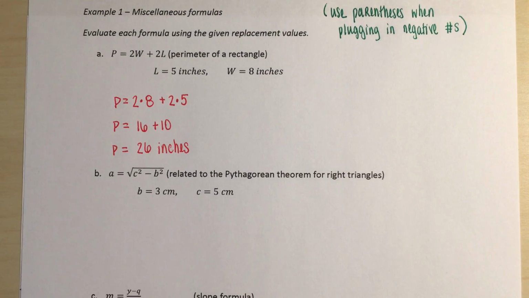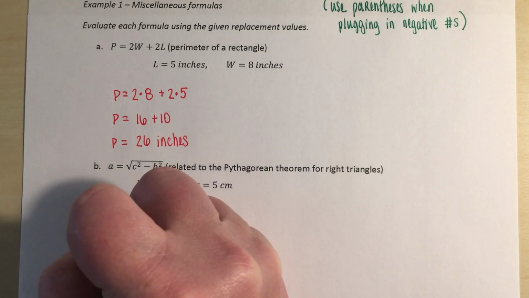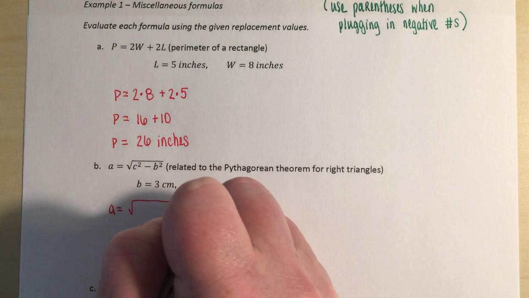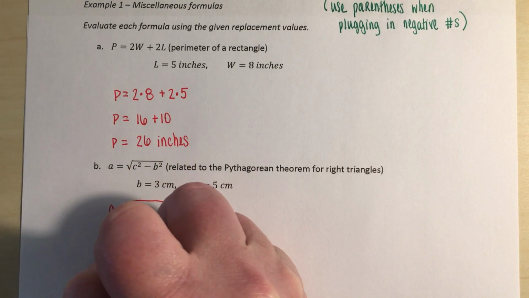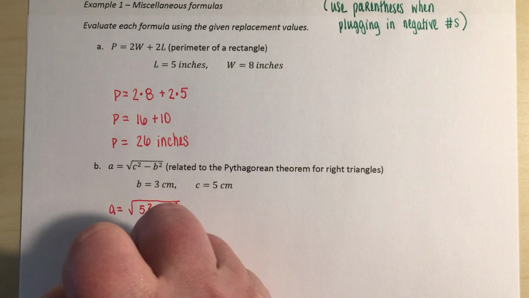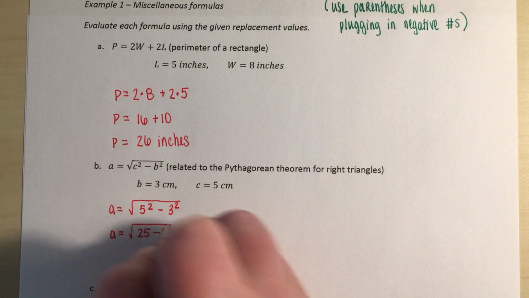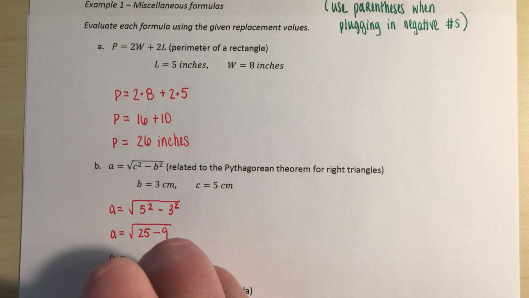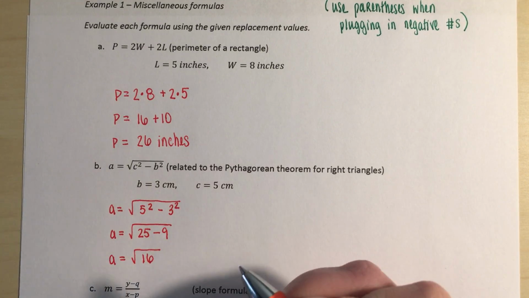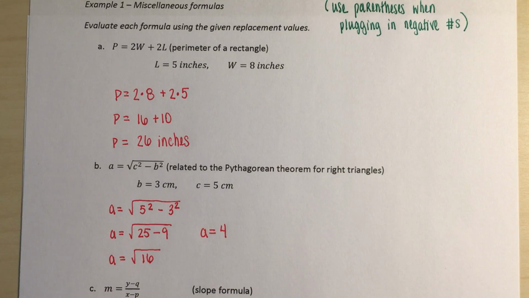All right, for B, A equals the square root of C squared minus B squared. This formula is related to our Pythagorean theorem for right triangles. So A equals, inside our square root, C squared is 5, so we're going to do 5 squared minus B squared is 3, so minus 3 squared. We're going to evaluate what we have in here. 5 squared is 25. 3 squared is 9. Now we're going to subtract. 25 minus 9 gives us 16. Our square root of 16 gives us 4. So our missing value, our A in this case, is 4.